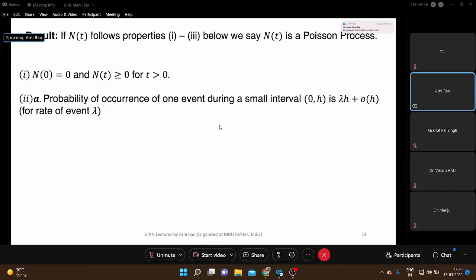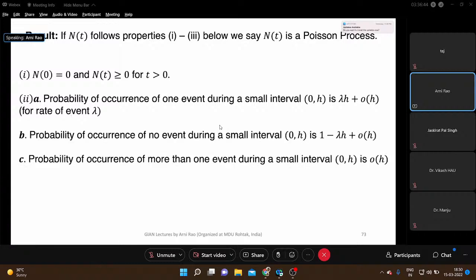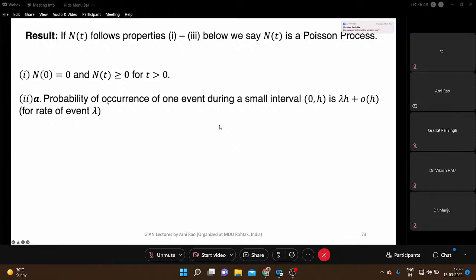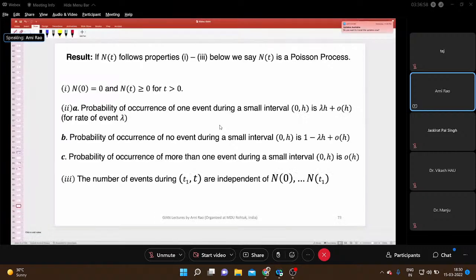And the probability of occurrence of one event during a small interval, we assume that there are three assumptions, A, B, C. A stands here for the first assumption: probability of occurrence of one event during a small interval 0 to h. So let me do one thing. Let me draw a line which I should have drawn in the previous slide.